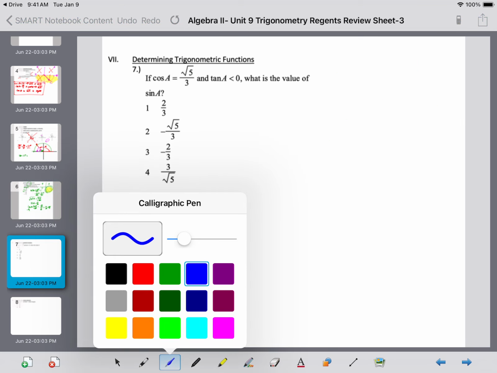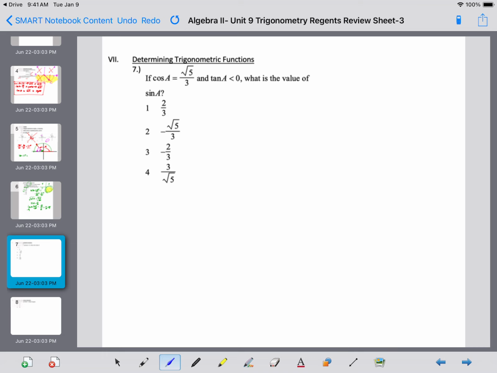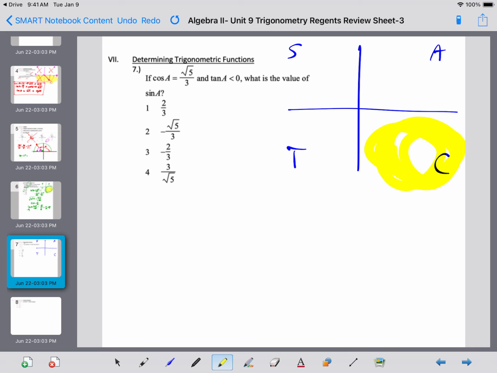Okay. If cosine A is radical 5 over 3 and tangent is less than 0, what is the value of sine A? So first, let's see why they're giving us that information. Cosine of A is, so we have all students take calculus. Cosine's positive, so it could only be quadrant 4 or quadrant 1, right? All trig functions are positive or just cosine's positive.